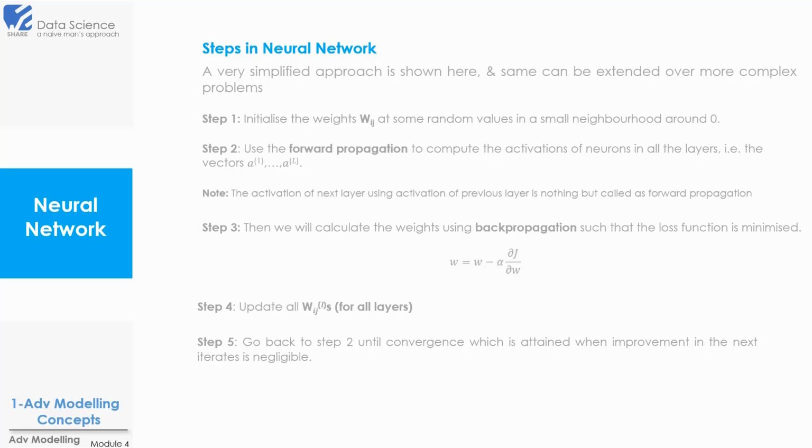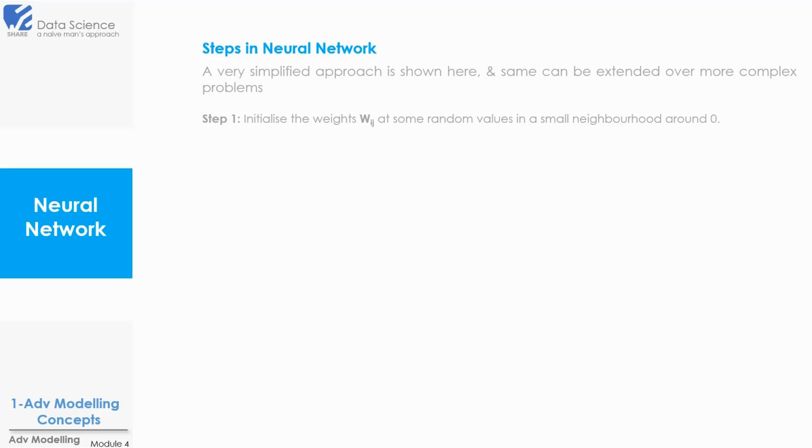Now as I said earlier, step 3 is a very important step. So let's see this in a bit more detail. In the first step, we initialize the weights wij at some random values in a small neighborhood around 0. Here weights are being denoted with wij, but earlier we used the notation theta ij. So both are same, there is no difference in it. You can even write theta ij here.